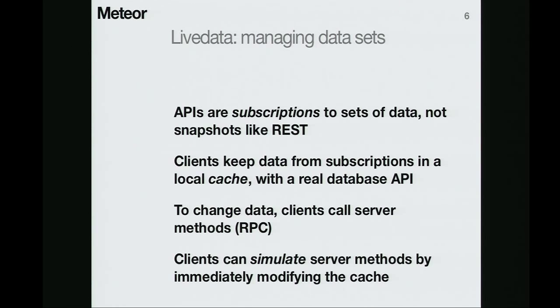So the way we do this in Meteor is that clients subscribe to sets of data that live on the server. This is different from REST, where you're getting a snapshot. A subscription is real time. You're always getting updates to data as it changes. That data gets stored in a cache on the client. And we're going to give you the same database API for that cache that you're used to using on the server with your real database. So by default, that's Mongo, and that's what I'll use today, but you can use anything.